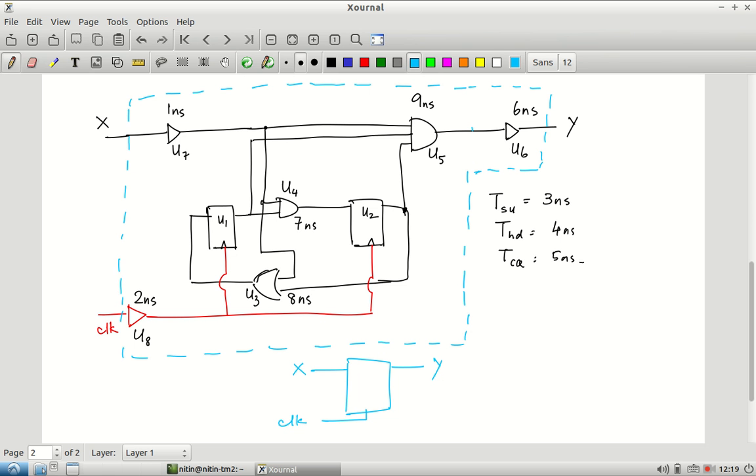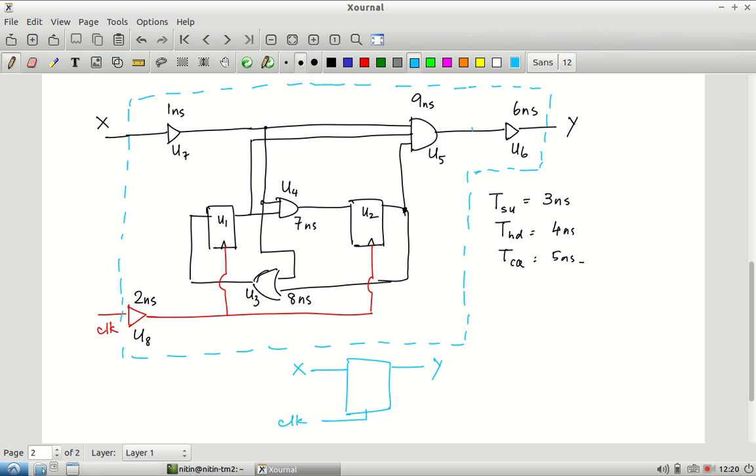So the question is, if I have this detailed knowledge, the white box, so to say, of what is inside that bounding box, can I use that to say what should be the actual setup time of X with respect to the clock, the hold time of X with respect to the clock, and the clock to Y output delay? All of those things, can I compute them from the circuit structure as I see it over here?